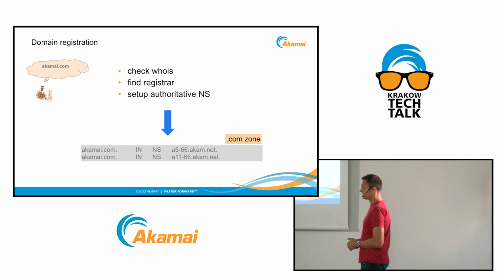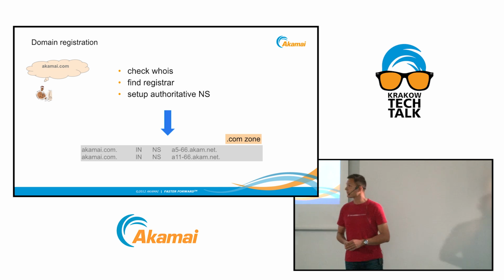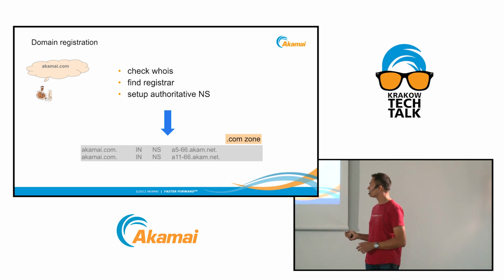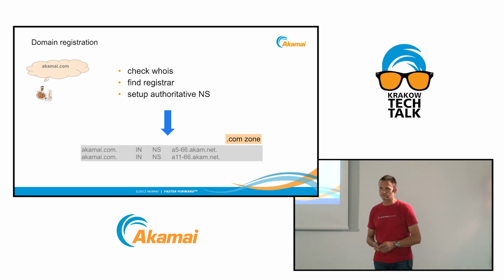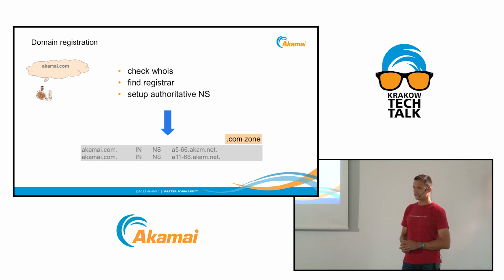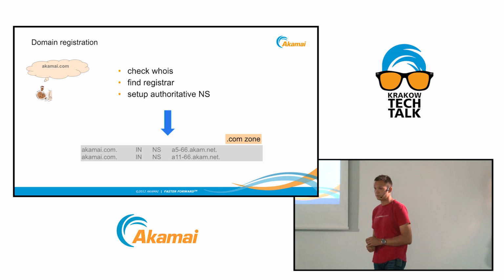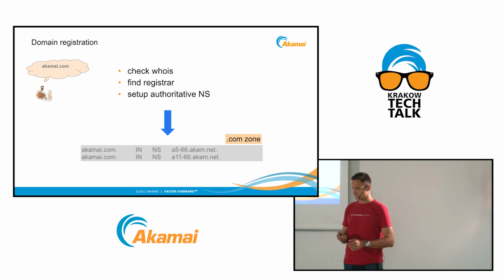So what the registrar does technically, he will put two entries in the .com zone file. He will put two entries saying, where are our name servers? Authoritative name servers configured for my domain. Authoritative means master or slave.